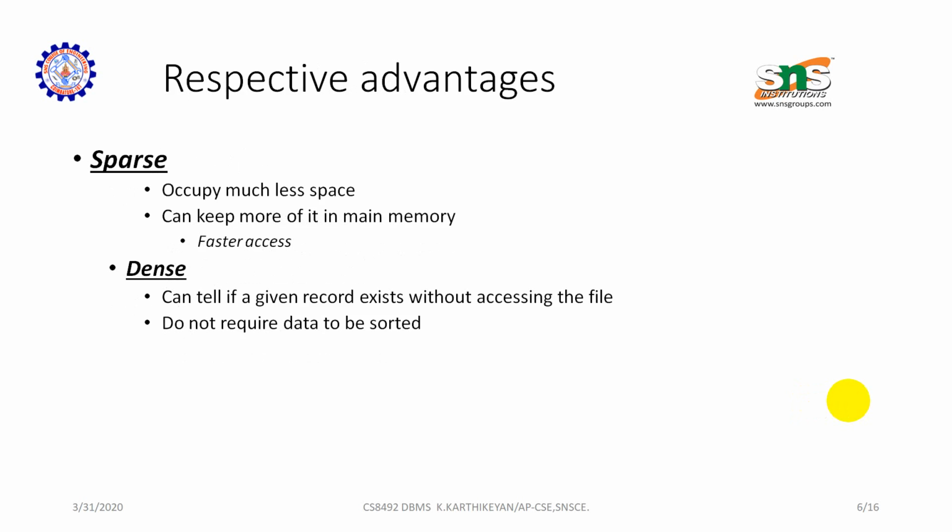Next, the respective advantages of sparse and dense. The first one occupies much less space and can keep more of the index in main memory, so access is faster. But with dense, we can tell if a given record exists without accessing the file, and it does not require data to be stored.